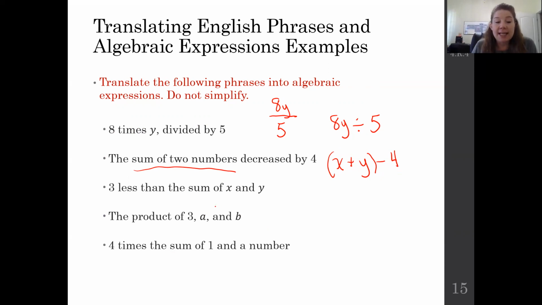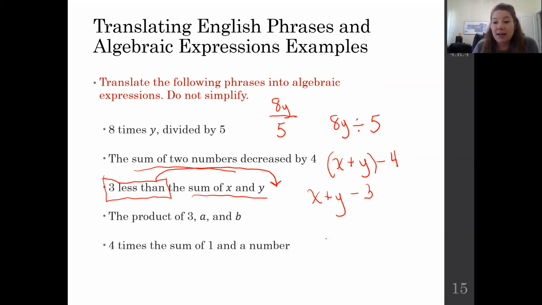3 less than. Remember, less than means whatever you have, 3 less than, you take it and you subtract 3 off the end of it. Less than means reverse order. So the first thing we're going to think of is the sum of x and y, and then 3 less than all of that. 3 less than the sum of x and y.